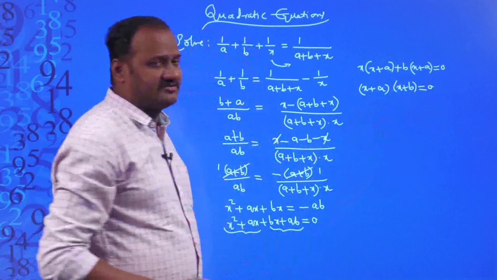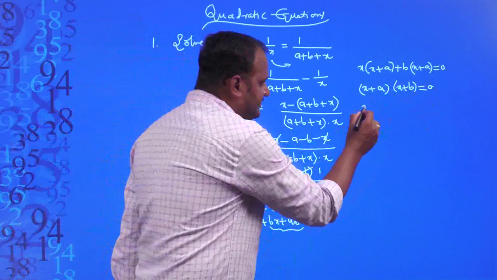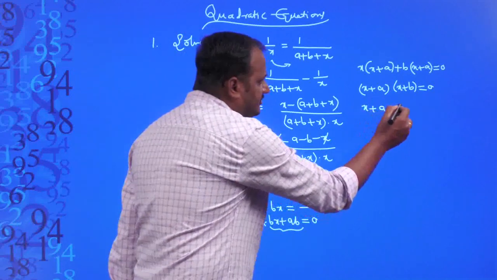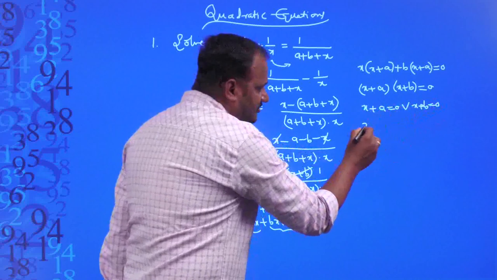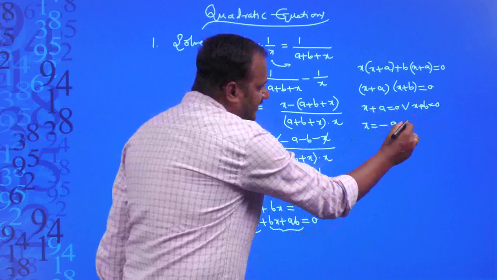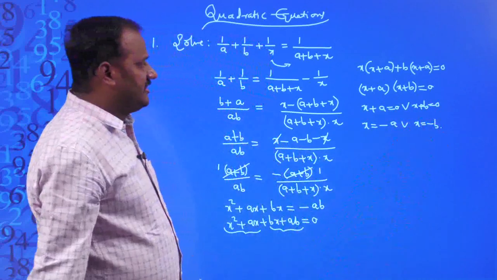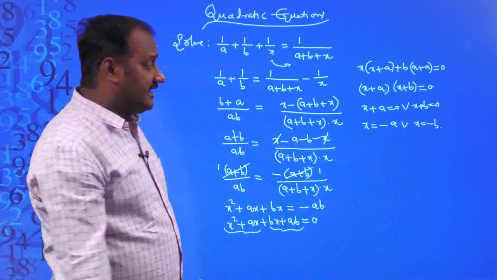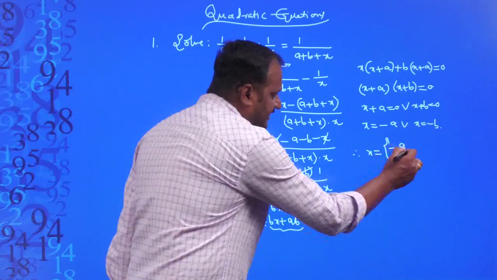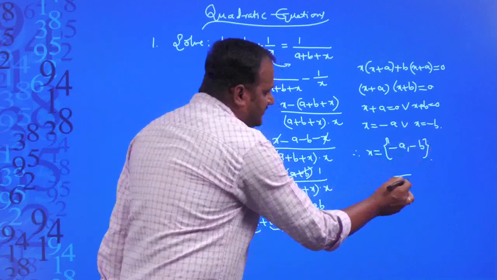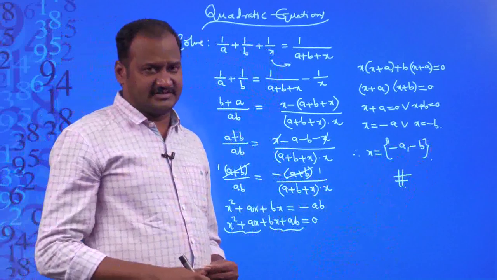Since the product of two terms is equal to 0, either the first term is equal to 0 or the second term is equal to 0. So you can write it as x plus a is equal to 0 or x plus b is equal to 0. If x plus a is equal to 0, x is equal to minus a, or if x plus b is equal to 0, x is equal to minus b. Therefore, the possible values of x are the set containing minus a, comma, minus b, right? So this way we can easily solve this kind of quadratic equations, right?